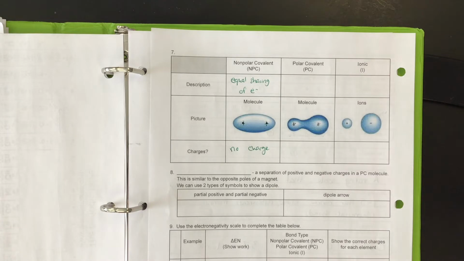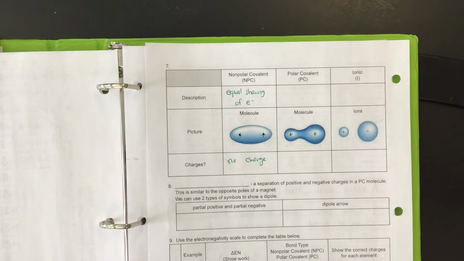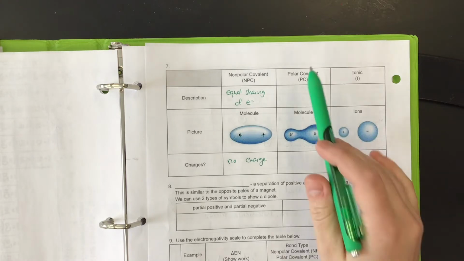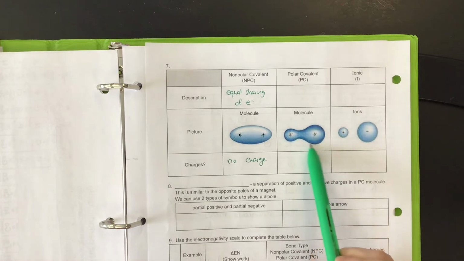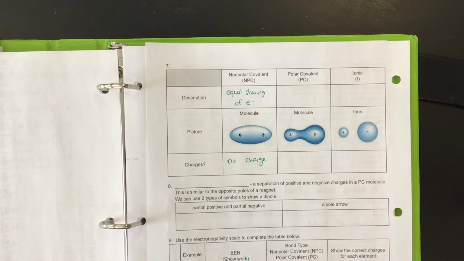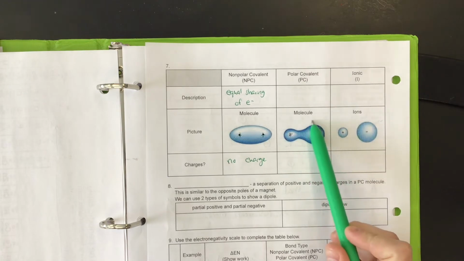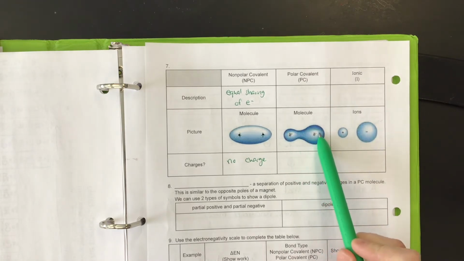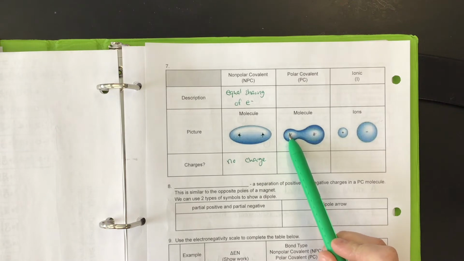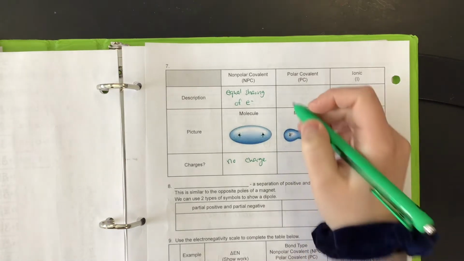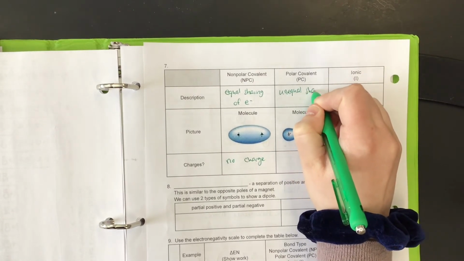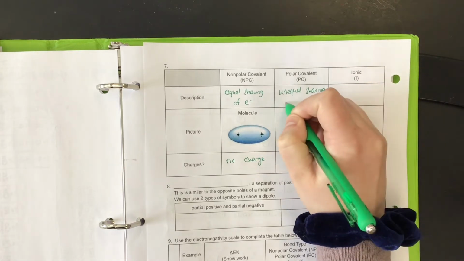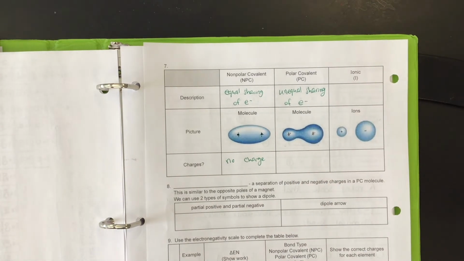Things start to get a little funky when we go to something called a polar covalent compound. Okay, polar covalent. It's a type of covalent compound where it's not exactly as good at sharing those electrons. Okay, as you can see, this side is taking those electrons a lot more than this side. So they're still sharing, but it's an unequal sharing of those electrons.